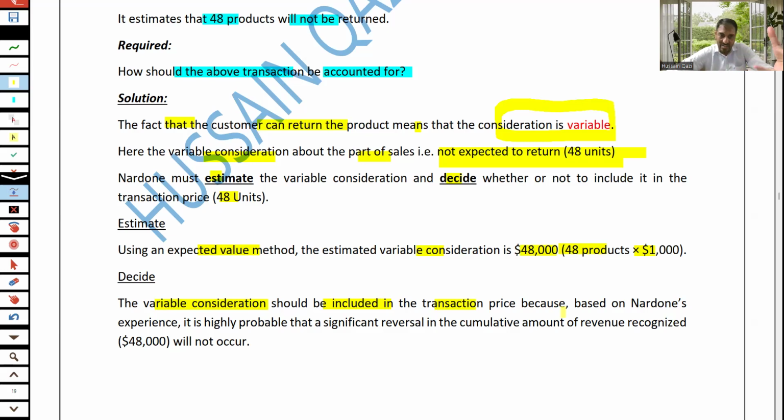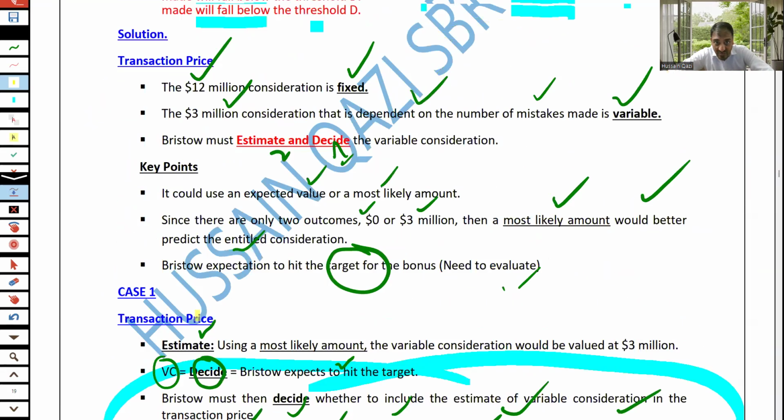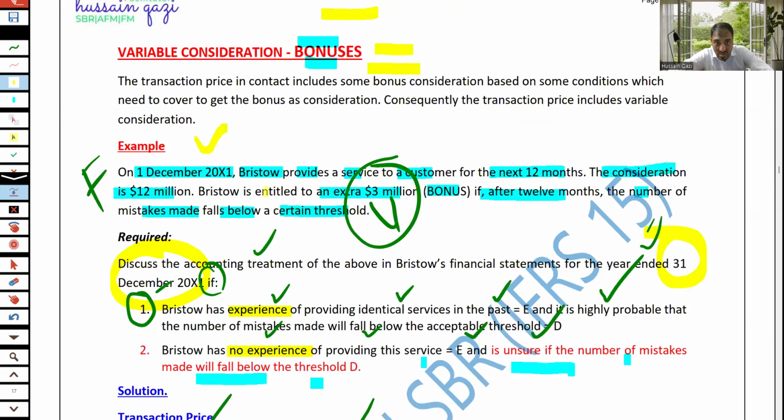So with decide, why should variable consideration be included? Because the seller is highly probable that a significant reversal in the revenue recognized will not occur. Significant reversal will not occur. That is the rule of IFRS 15.